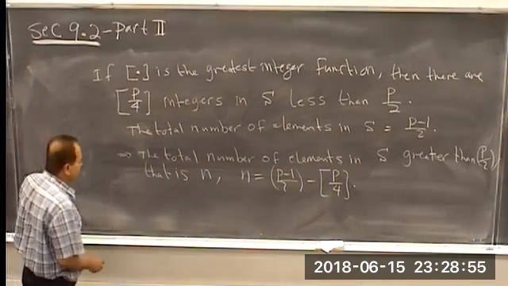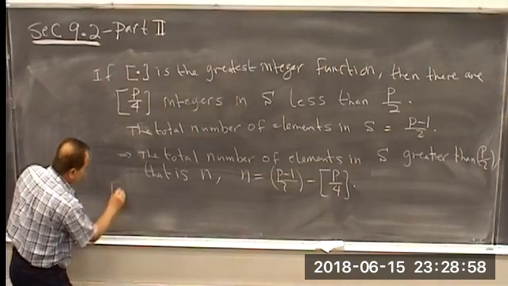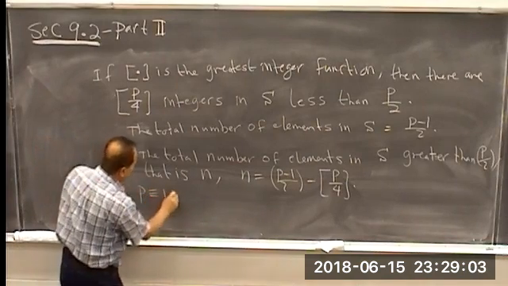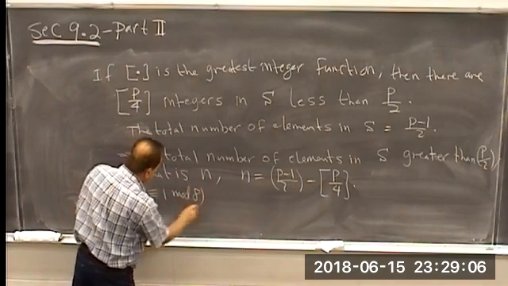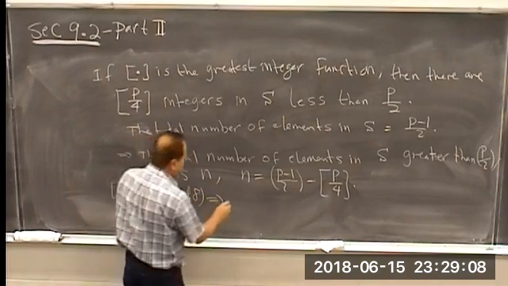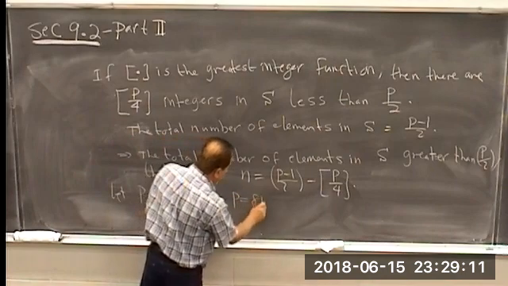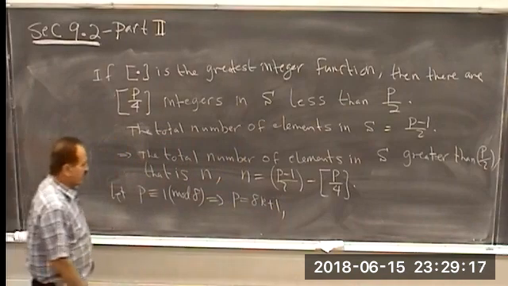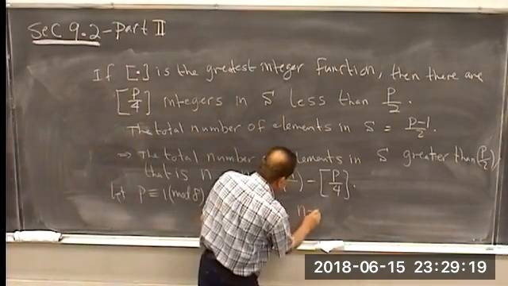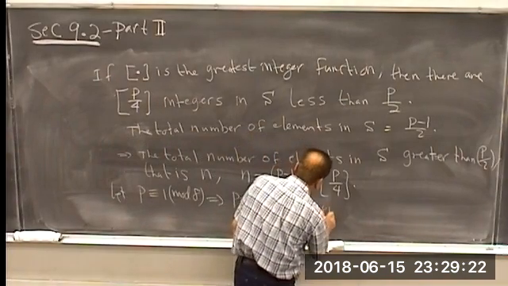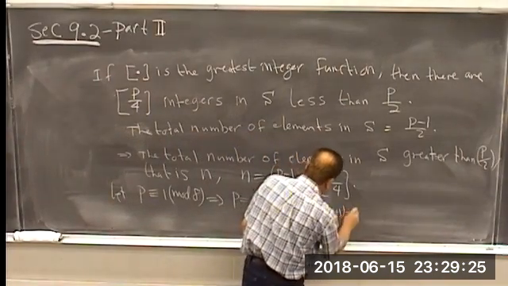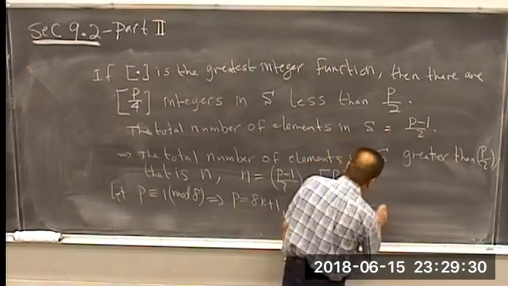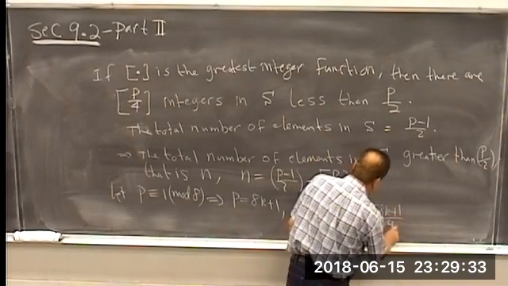Okay, so remember that we have 4 cases. We're going to let p be congruent to 1 mod 8. This implies that p is equal to 8k plus 1. And let's calculate what n is for this. It's going to be (8k plus 1, that's p, minus 1)/2, minus the greatest integer of (8k plus 1)/4.